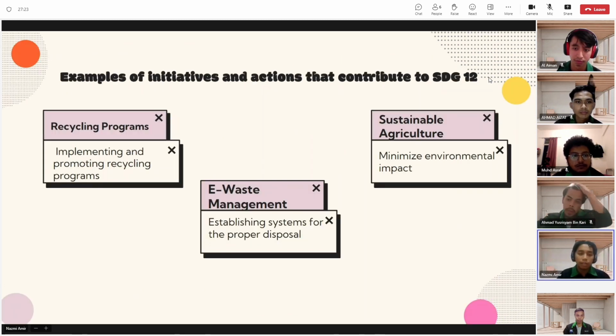Next are examples of initiatives and actions that contribute to SDG 12, such as recycling programs, e-waste management, and sustainable agriculture, where all of the examples are focused on reducing environmental impact and preventing environmental pollution.